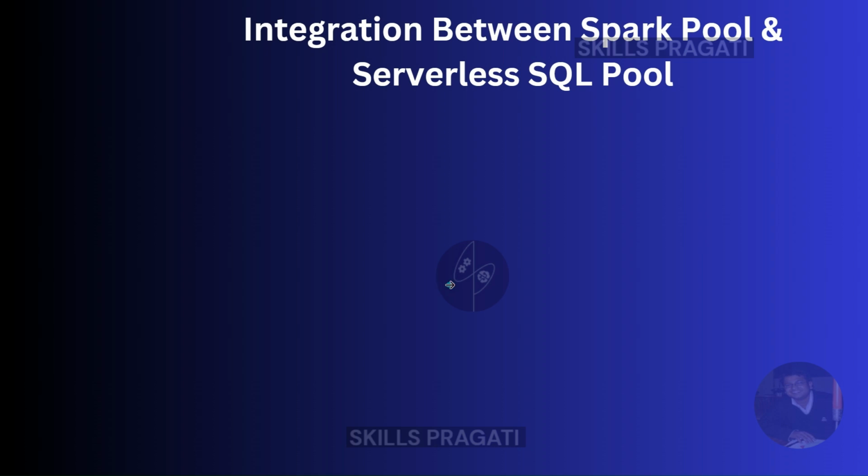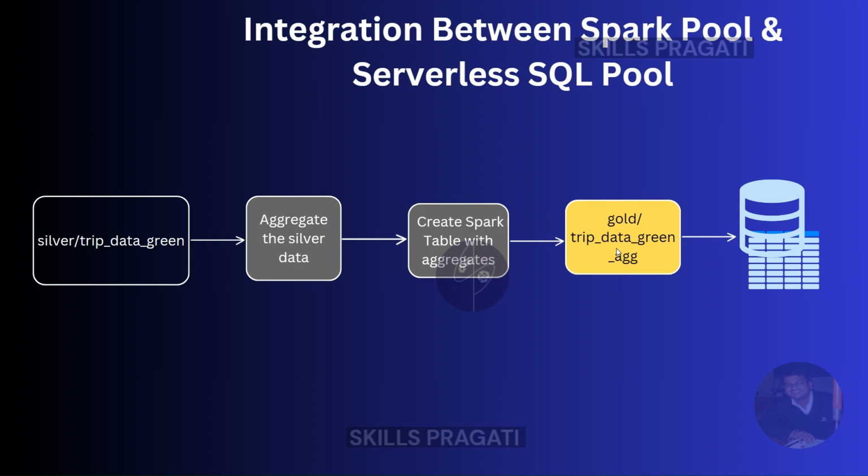Welcome back. Now that we understand how the metadata replication works in this lesson, we are going to put our learnings into practice. We're going to take some real data and process that using Spark Pool. We will take trip data that we have in our Silver layer. We will perform some aggregations to that data and then create a Spark table with the aggregated output in our Gold layer. This will write the output files to the Azure Data Lake as well as create the Spark table.